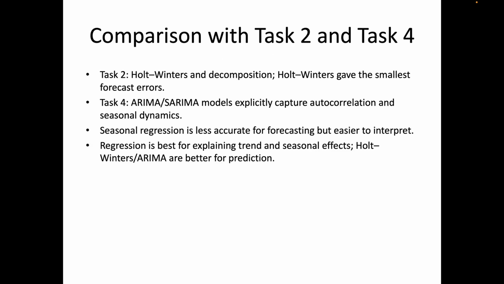When we compare with test 2 and test 4: in test 2, Holt-Winters and decomposition, Holt-Winters gave the smallest forecast errors. And in test 4, ARIMA and SARIMA models explicitly capture autocorrelation and seasonal dynamics. It means that seasonal regression is less accurate for forecasting, but it is easier to interpret. So regression is best for explaining the trend and seasonal effects, while Holt-Winters or ARIMA are better for prediction.